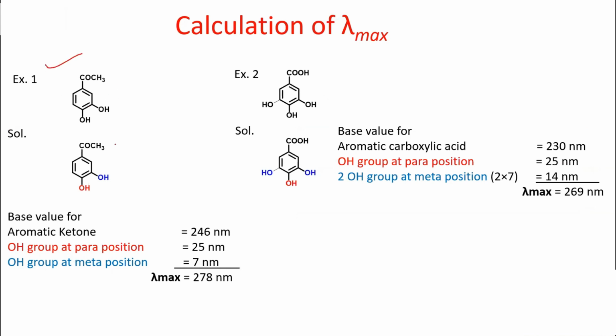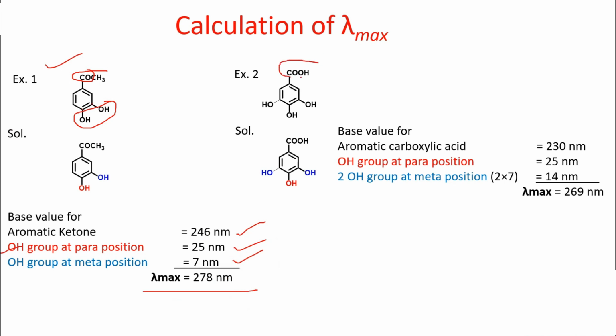In the first example, we can see that this is a ketonic group. So the base value of aromatic ketone is 246 nanometer, and two hydroxy groups are present, one at meta position and one at para position. So the increment for OH at para position is 25 nanometer, and at meta position 7 nanometer. So overall lambda max is 278 nanometer.